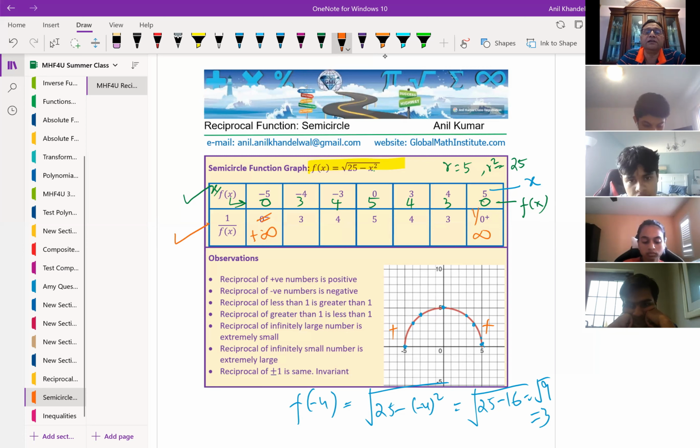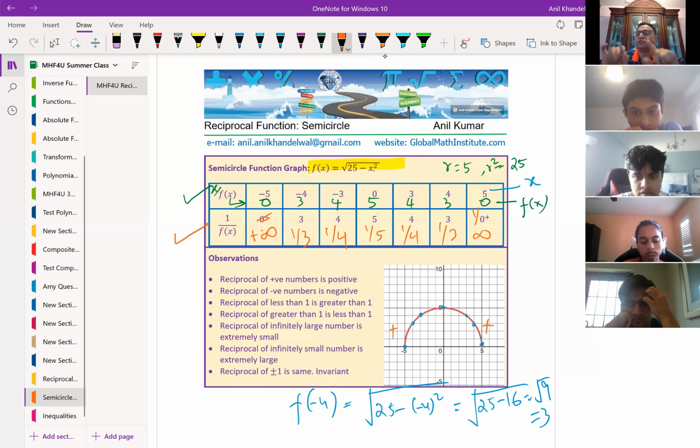As far as the inside values are concerned, if you do the reciprocal of 3, you will get 1 over 3. For 4, you get 1 over 4. For 5, you get 1 over 5, and you get 1 over 4, and you get 1 over 3, correct? Yeah. So those are the values which you have to plot to get your reciprocal, correct?